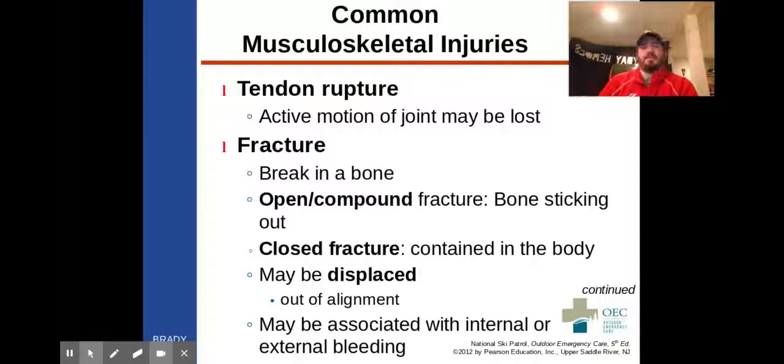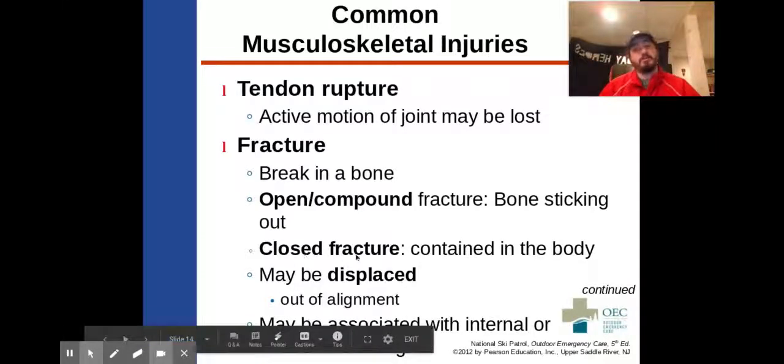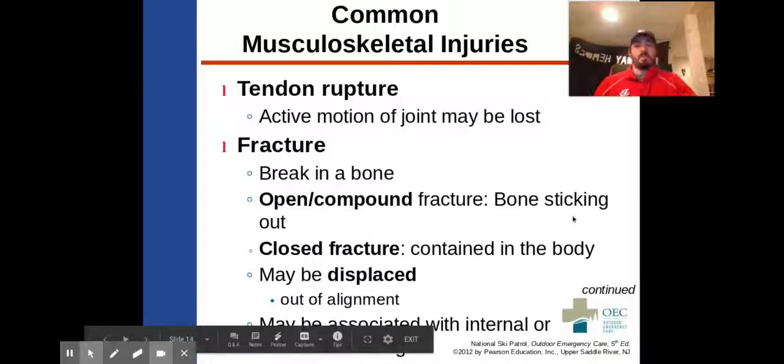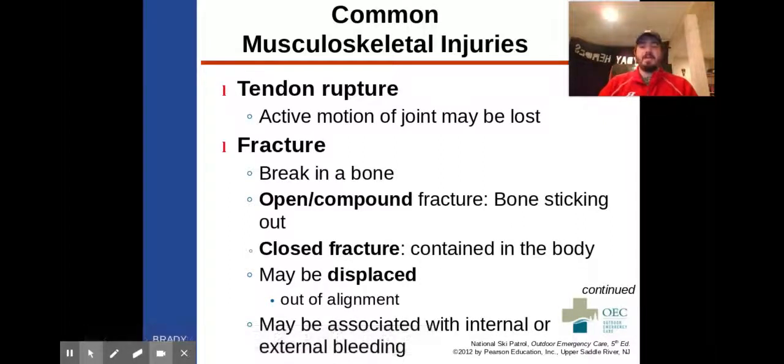I don't know what YouTube will let me put up here, but that's a closed fracture, right? But we need to remember, just because it's a closed fracture doesn't mean that you're not bleeding. We still might have a bleeding emergency, but it might be all internal. And unfortunately, there's not much we can do in EMS about that. Rapid transport, all right?